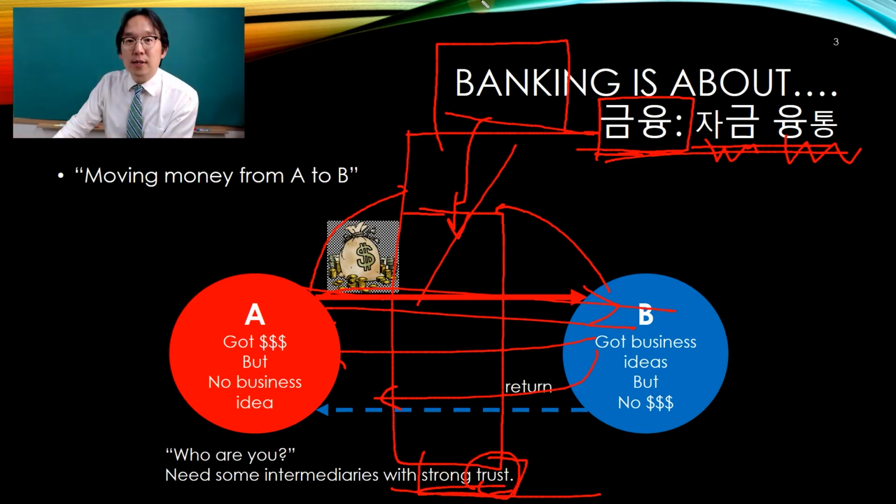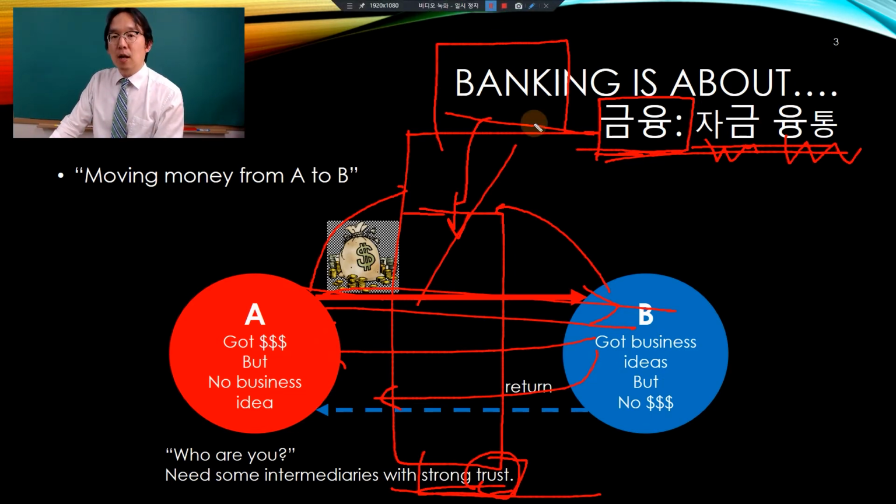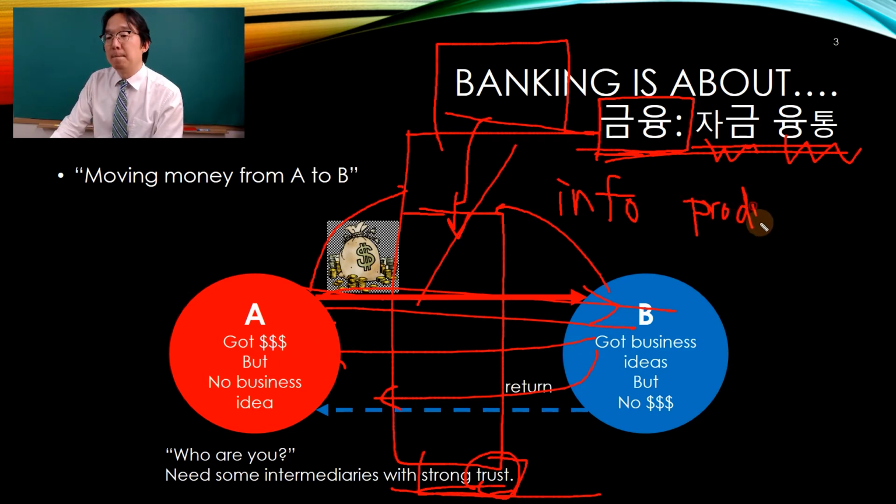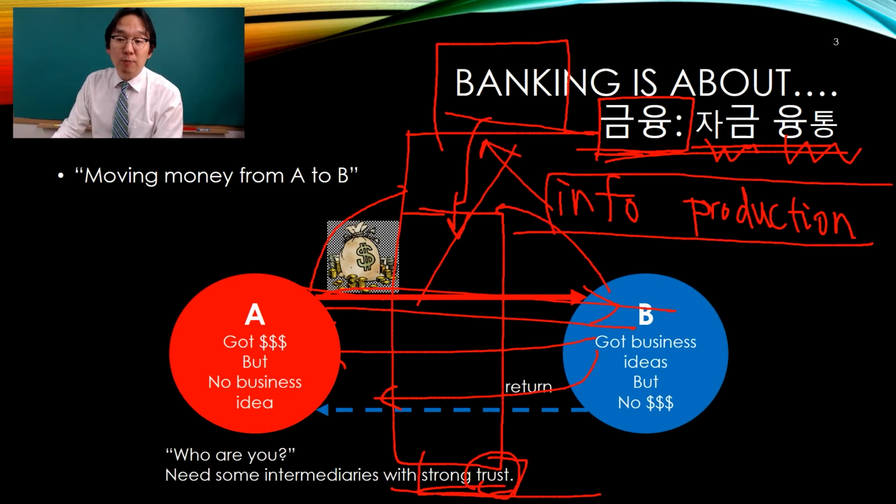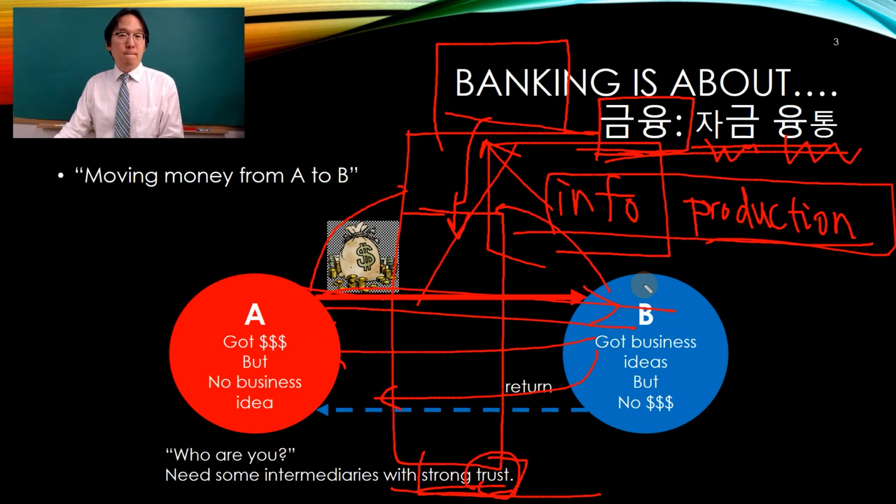Another way of describing banking, right, is information production. Information production. Banker's business, a lot of it is about information production. What do you mean by information production? And this is partially why fintech is so important, because it's about information technology. Makes sense? What is information production about?